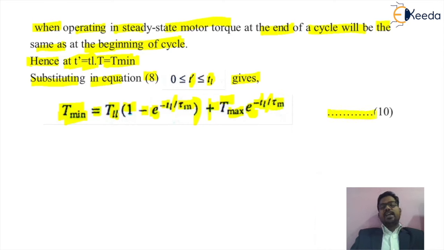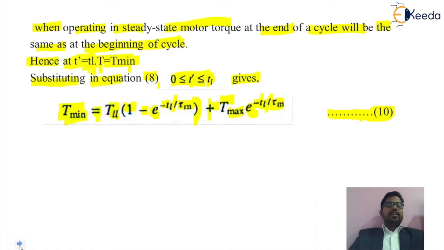So this is treated as equation number 10, and basically equation number 10 comes from equation number 8, where we substitute T dash equal to TL and T equal to T minimum. So we are getting the value of equation number 10.